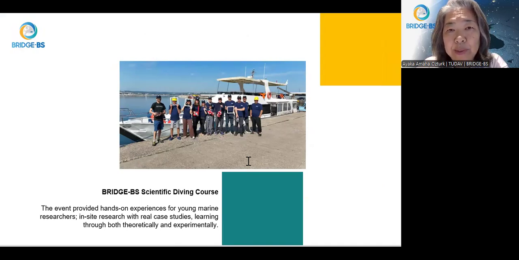This is a photo from the diving course. The diving course was held in Kilyos on the Black Sea coast of Turkey. And 6 students participated in this diving course, as well as young scientists from the region. It has been very successful, and it gives them the opportunity to have hands-on experience in marine science.